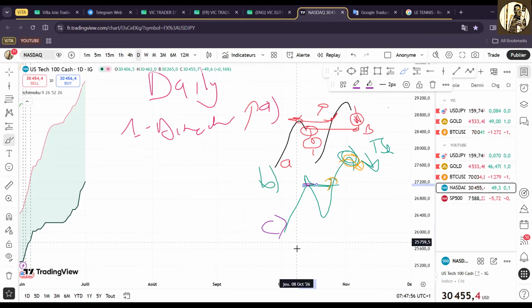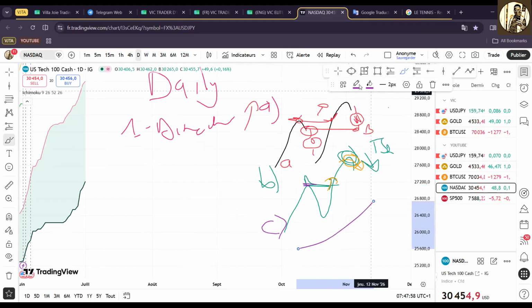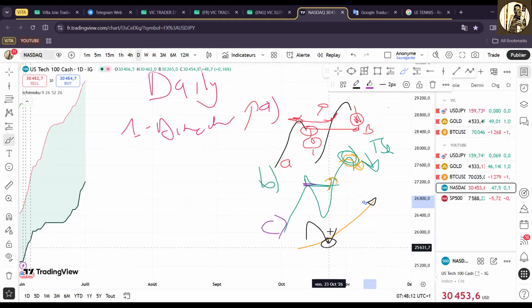So the third element is any Ishimoku line. If you have, for example, a Tenkan line, anytime that the price touches the Tenkan line, by the property that the Tenkan line is bending to the upside, it will give the direction to the upside.